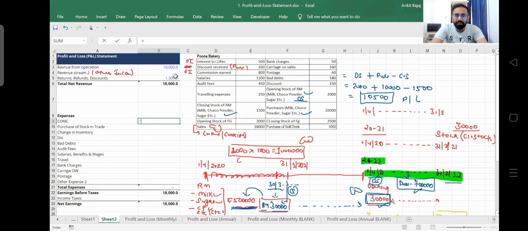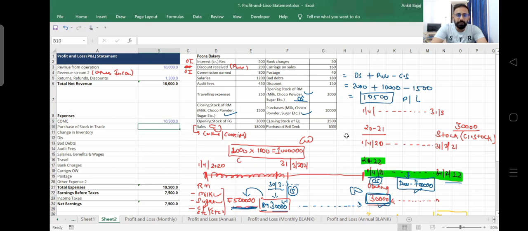Now we have calculated cost of material consumed. How have we calculated the stock? I've already written it, I'm taking it from Excel also. So there will be the stock material consumed, which will be opening stock plus purchases minus closing stock, and you will get the same figure we calculated here, that is 10,500 rupees.